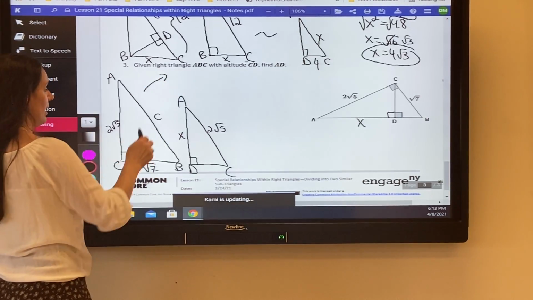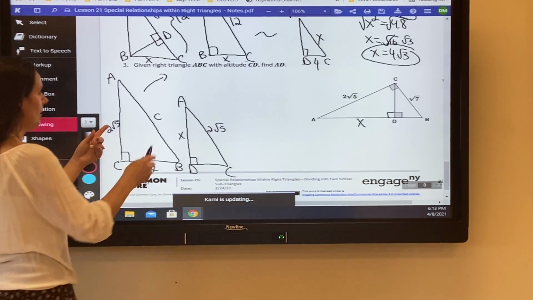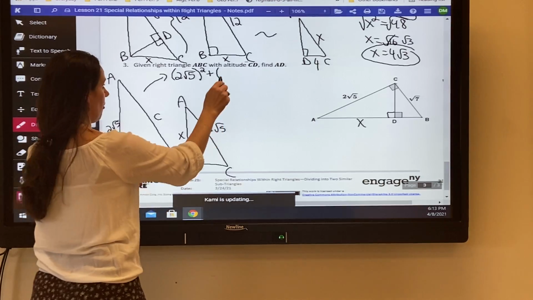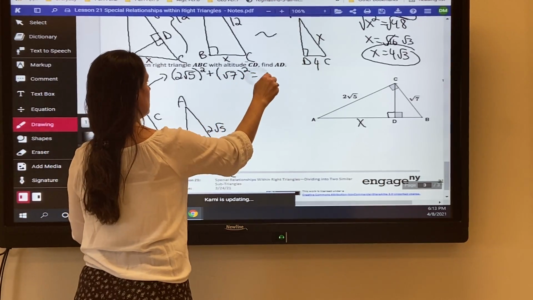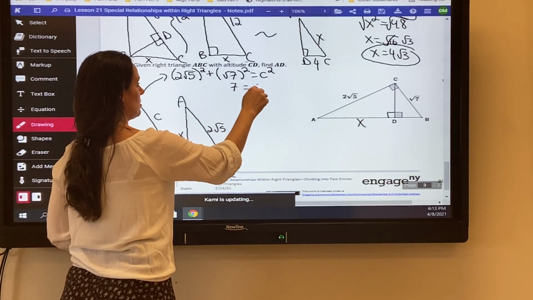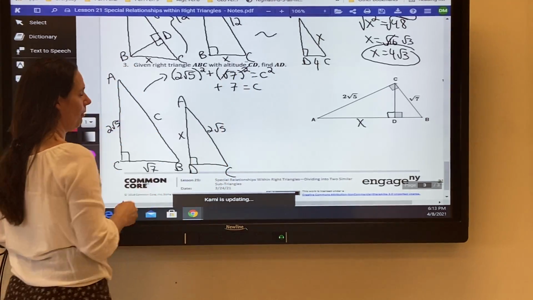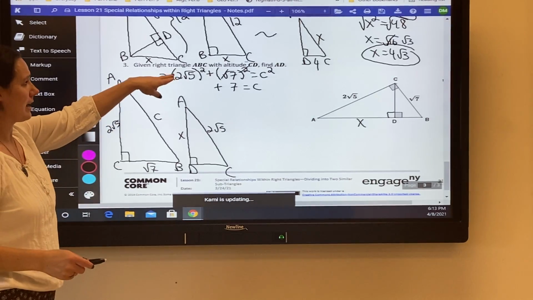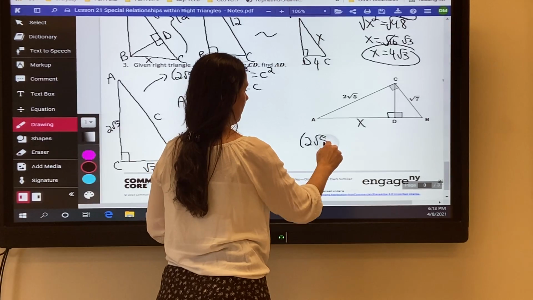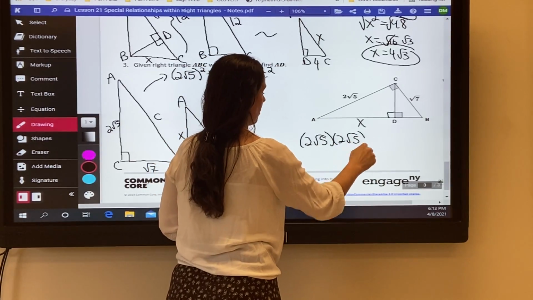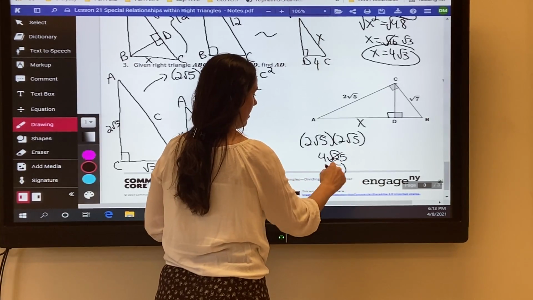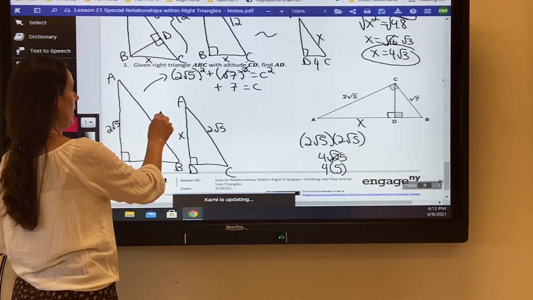Remember we've done this before. Leg squared plus leg squared equals hypotenuse squared. So here's our leg, 2 square root of 5 squared. Here's our other leg, square root of 7 squared, and that's our hypotenuse squared, which is C squared. So square root of 7 squared is easy, that's just plain old 7, because squaring and square rooting cancel each other out. But it's not as simple here, because I've got 2 square root of 5, the quantity squared. That means I've got 2 square root of 5 times another 2 square root of 5, which is 4 square root of 25. Well, if square root of 25 is 5, then I've really got 4 times 5, which is 20.